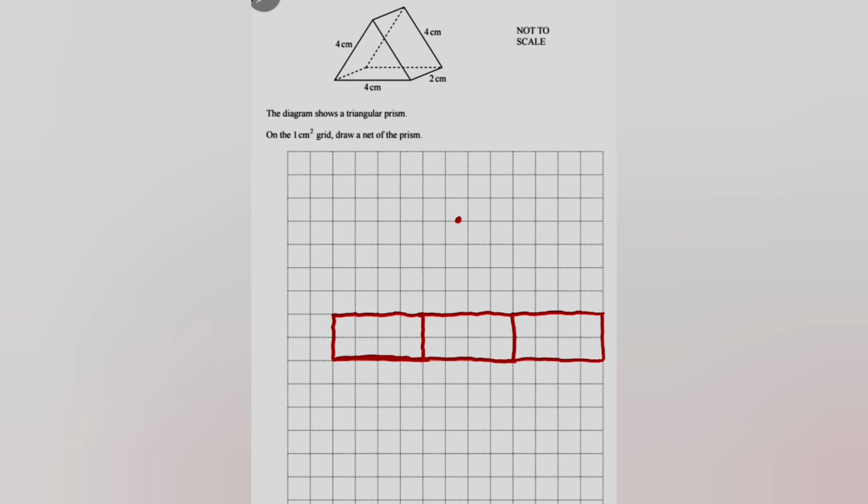We have to draw 2 triangles now, right? So from here to join this and to join here, we have to draw, this is in the middle, right? So from here to this is one triangle, and similarly we will draw one triangle on the lower side.